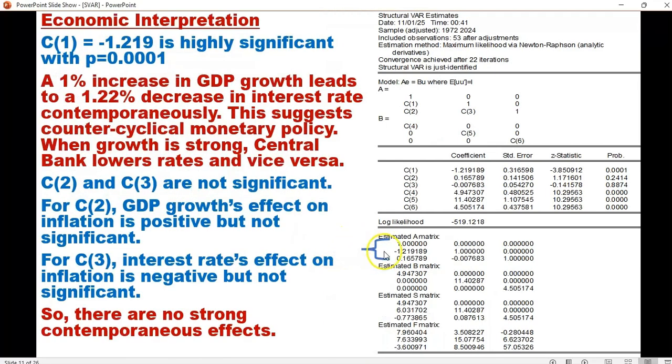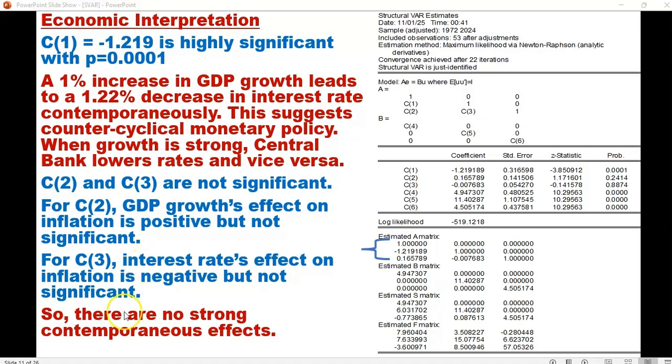Okay, we continue with the interpretation for the A matrix. For C1, you see C1 is highly significant at the 1% level or 5% level. It implies that a 1% increase in GDP growth leads to a 1.22% increase in interest rate contemporaneously. This suggests counter-cyclical monetary policy. When growth is strong, the central bank tends to lower rates and vice versa.